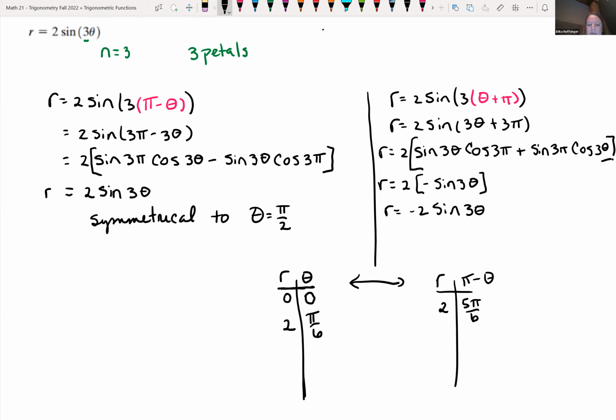So if we plug in pi thirds, 3 times pi thirds is pi, and sine of pi is 0. So pi thirds, pi minus pi thirds, that's 5 pi thirds, is also 0.